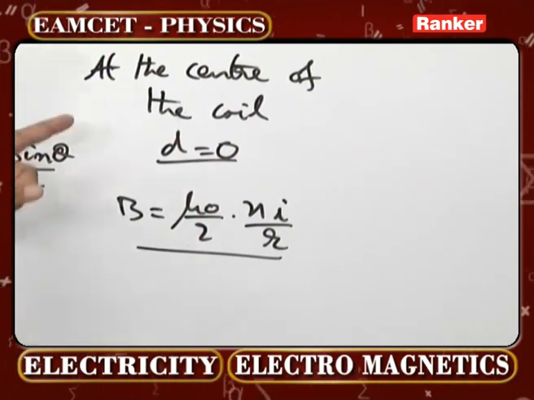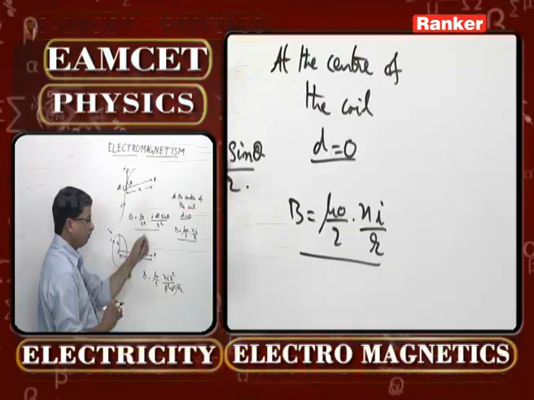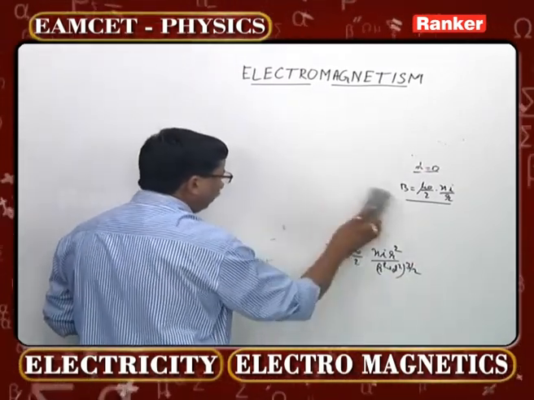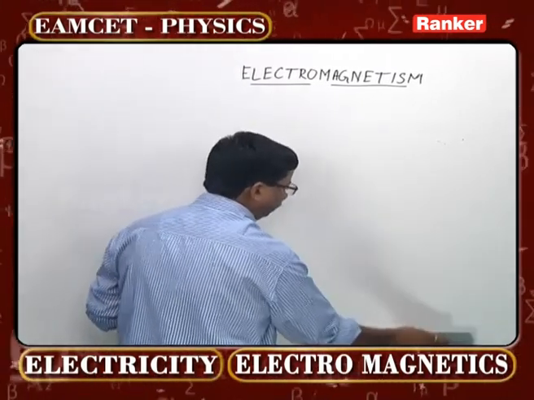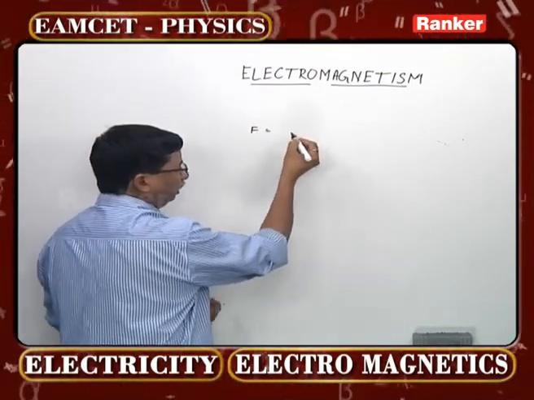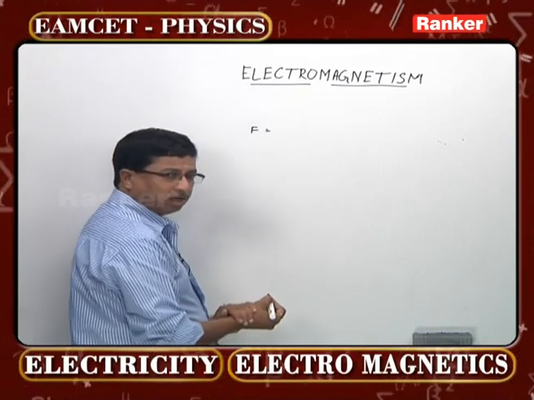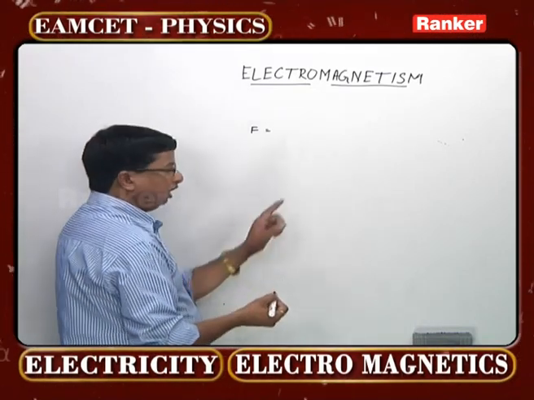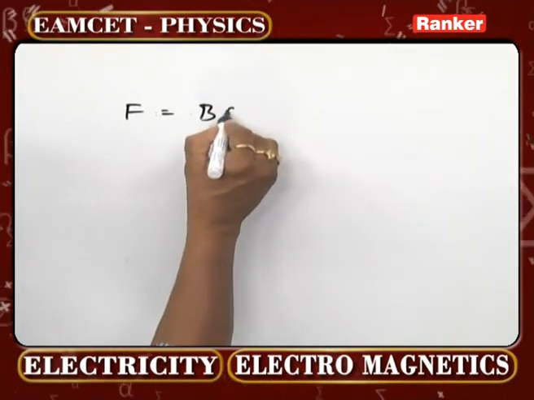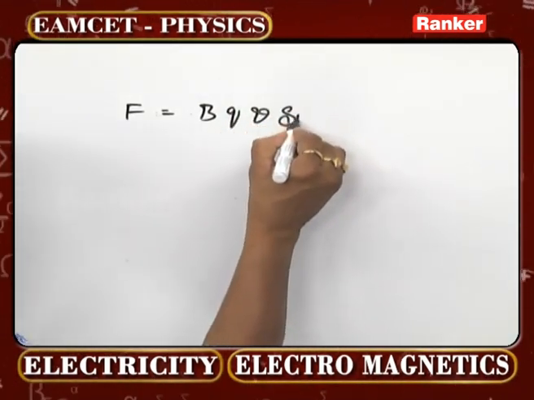So this is the formula you have to take up at the center of the coil like this. Coming to the next one over here. What is the force experienced by a charge in a magnetic field? The force experienced by any charge that is entering into a magnetic field with a velocity v, making an angle theta with the direction of the field, the formula is BQV sin theta.